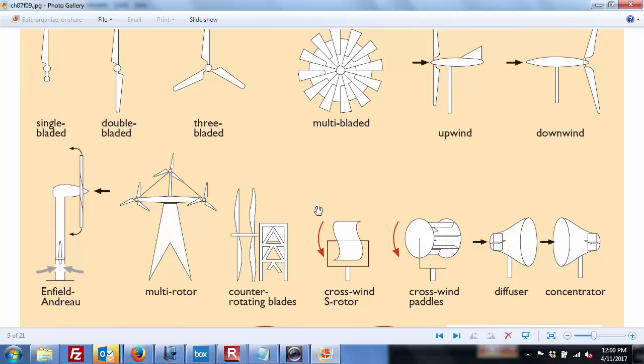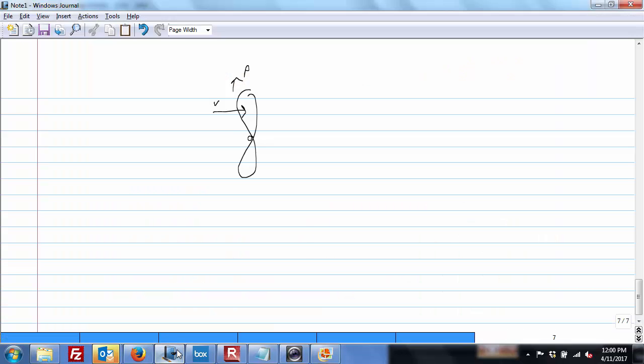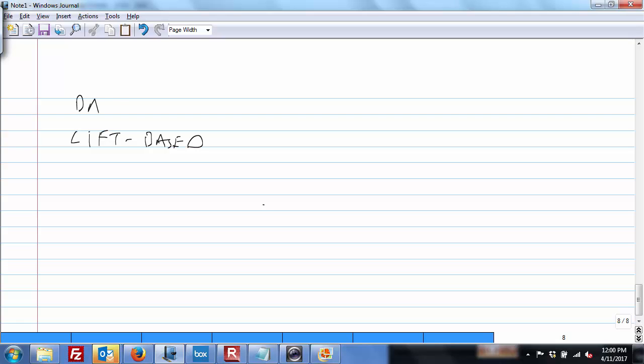Okay, so here's one fundamental difference. These are all lift-based, and what do I mean by this? So, lift-based. This is a Darrieus. And drag-based. This is a Savonius.